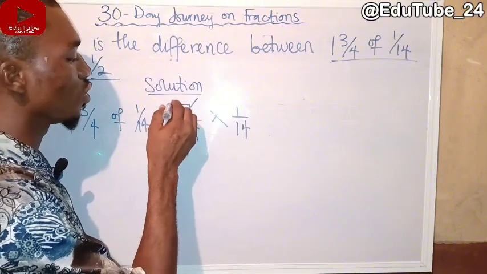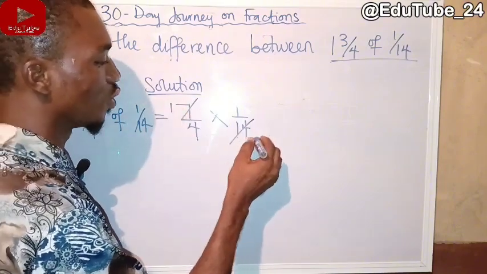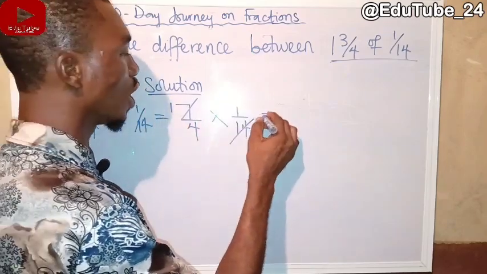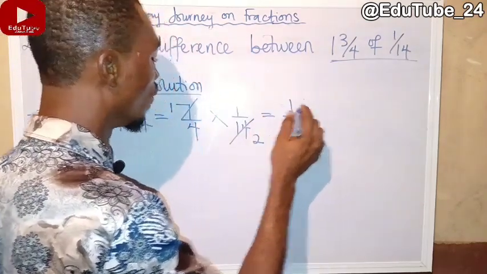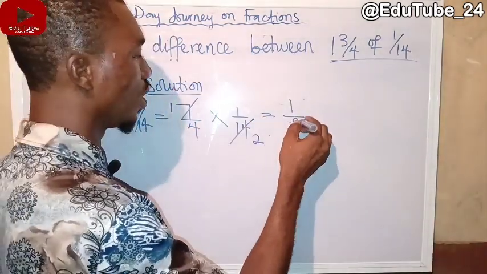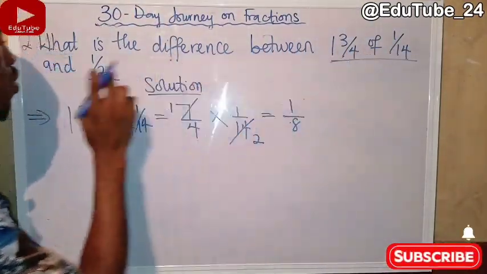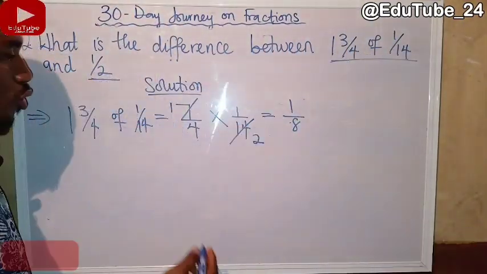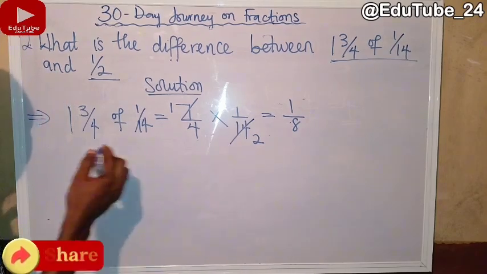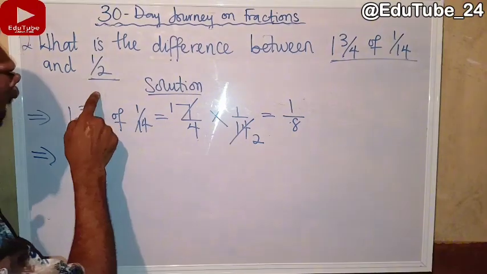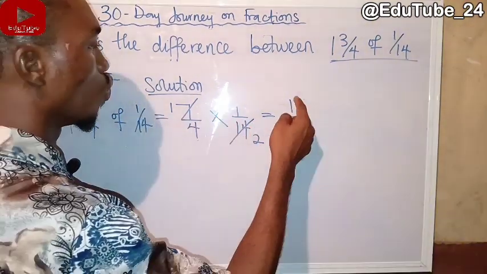So 7 and 7 gives us 1, and then 7 and 14 gives us what? 2. Now in the numerator we now have 1, 1. So 1 times 1 gives us 1 all over 4 times 2, that gives us what? 8. Now that we've gotten the value of this, the difference between this value and this, we are going to bring out the number. Now, since they say what's the difference? First thing you need to consider is between 1 over 2 and 1 over 8.